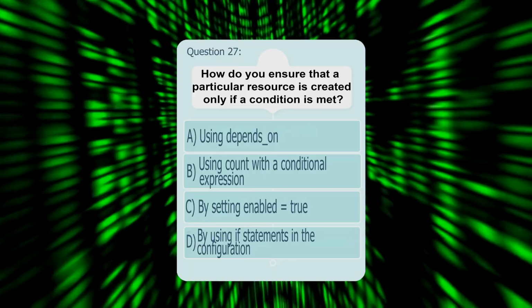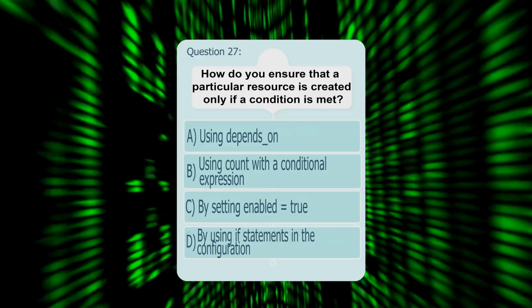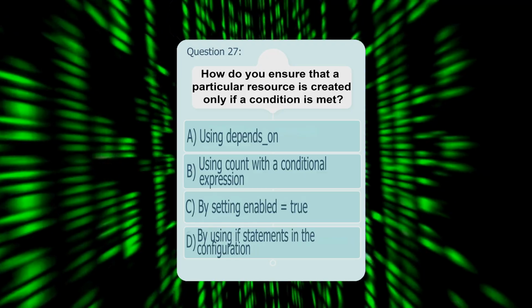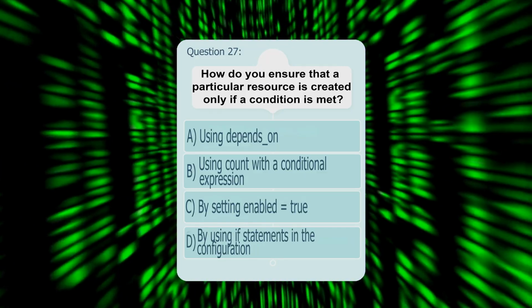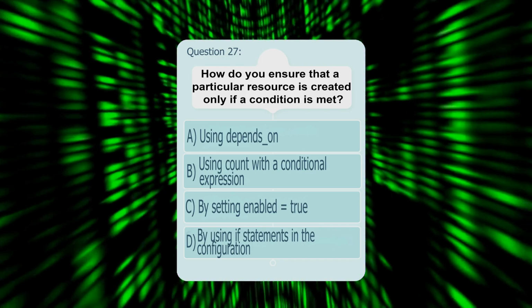Question 27. How do you ensure that a particular resource is created only if a condition is met? A. Using depends_on. B. Using count with a conditional expression. C. By setting enable equals true. D. By using if statements in the configuration.